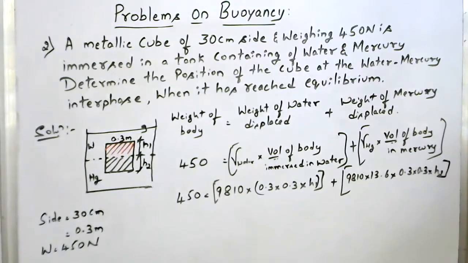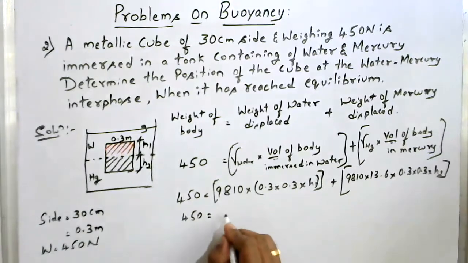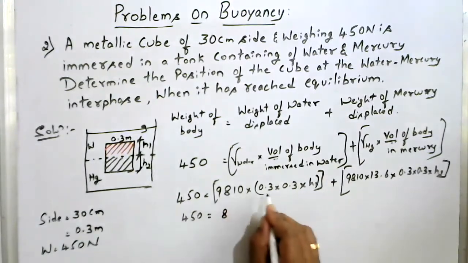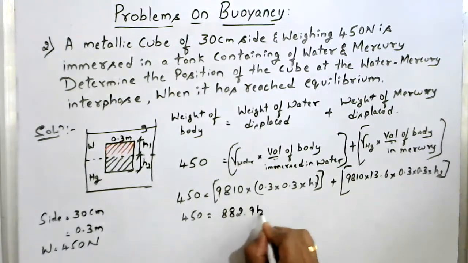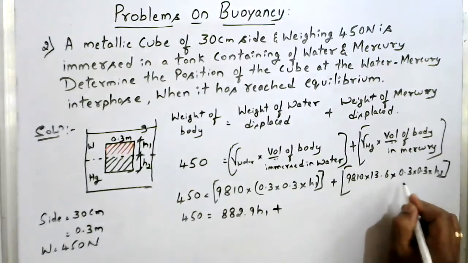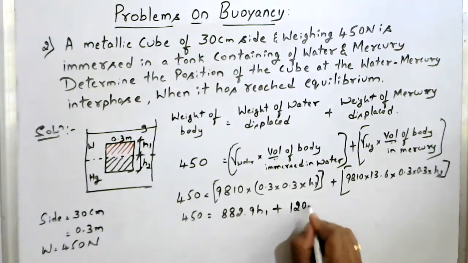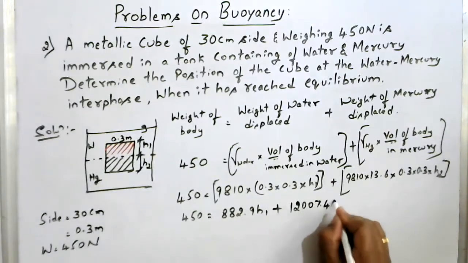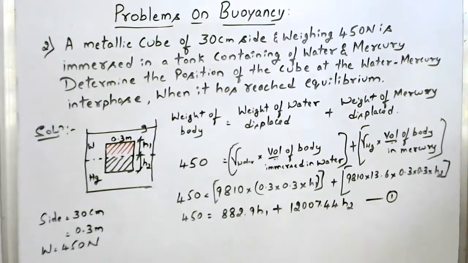To simplify, keep the unknown quantities as they are. That is 9810 into 0.3 into 0.3 works out to be 882.9 times H1, plus 9810 into 13.6 into 0.3 into 0.3 works out to be 12007.44 multiplied by H2. Call this equation 1.